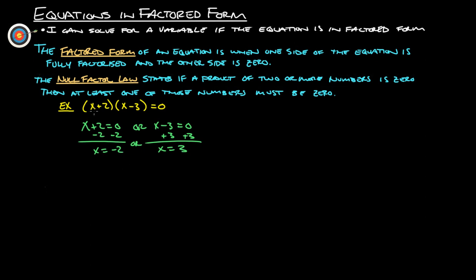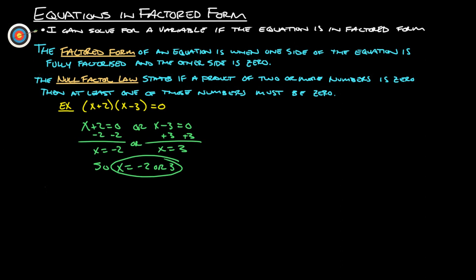If we put negative 2 in here, negative 2 plus 2 is 0, and 0 times anything will give us 0. Or if we put 3 in here, we've got 3 plus 2 is 5, and then 3 minus 3 is 0. So 0 times anything, again, will end up giving us 0. So x equals negative 2 or 3 would be our answers for this.